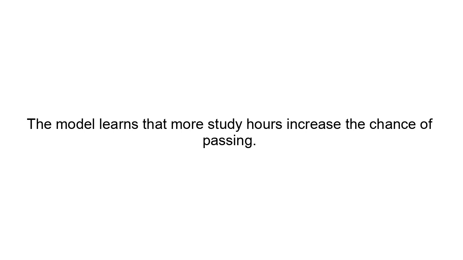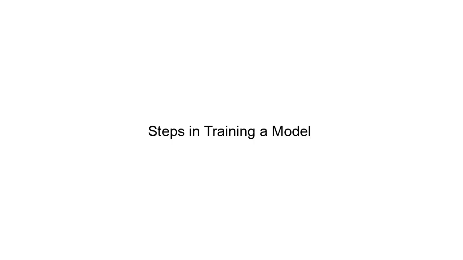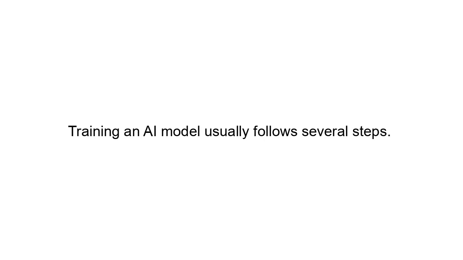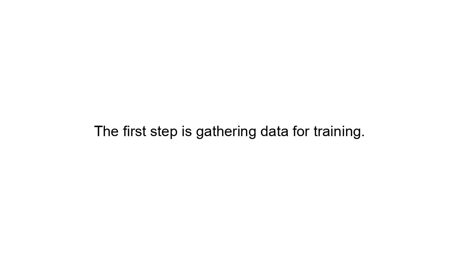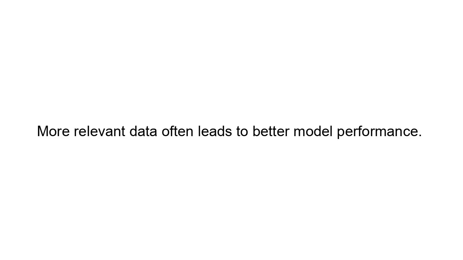Steps in training a model. Training an AI model usually follows several steps. Step 1. Data collection. The first step is gathering data for training. Examples: images, text, numerical data, sensor readings. Example concept: data sources means collected dataset. More relevant data often leads to better model performance.